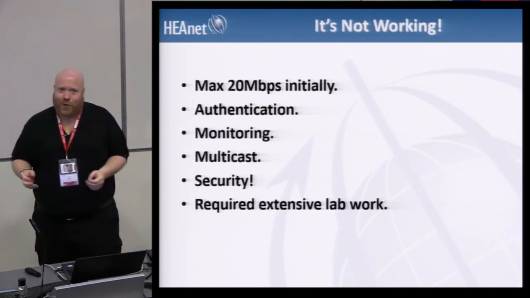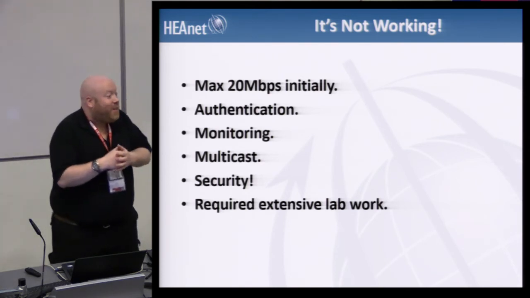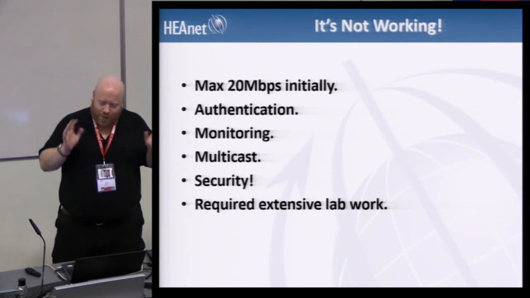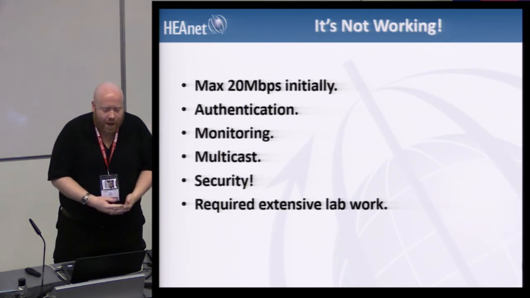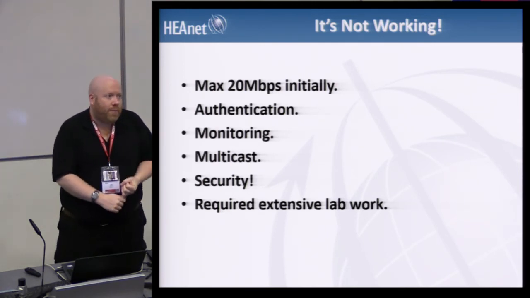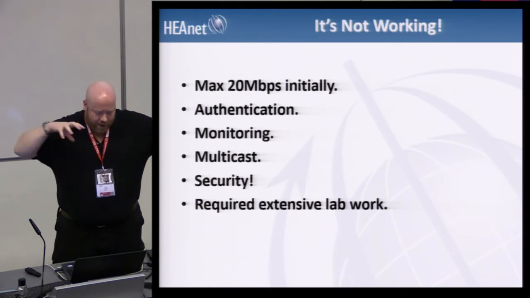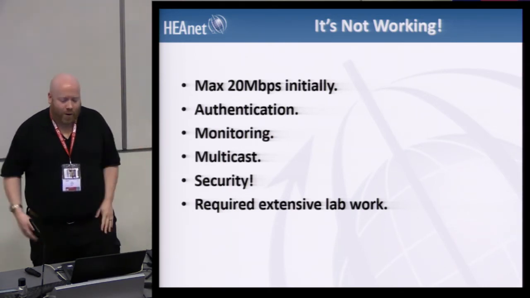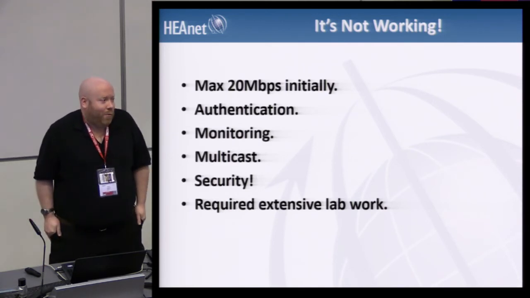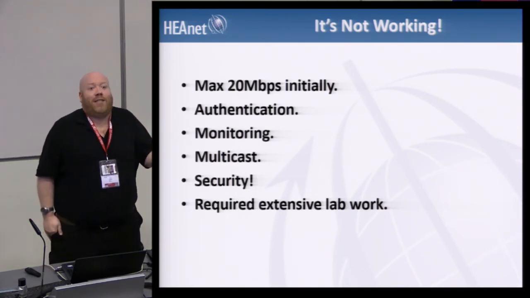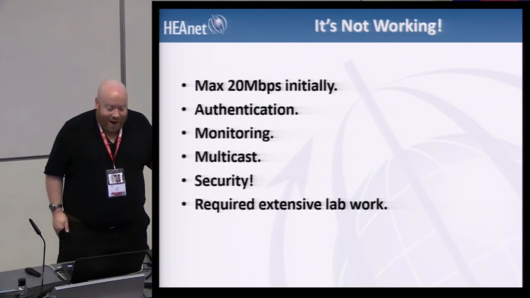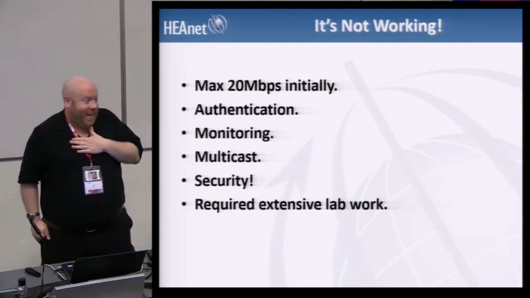Didn't work at first. Oh boy, did it not work at first. Apparently 20 meg is not enough for a client in the 21st century, and it was 20 very dodgy megs at that as well. Authentication was a huge problem. It was trying to fit the different needs that we had for the two different networks. Monitoring was like, oof, no idea what's going on. Multicast didn't work. Now, who honestly could tell? But apparently it's important. I keep on telling people it's important.